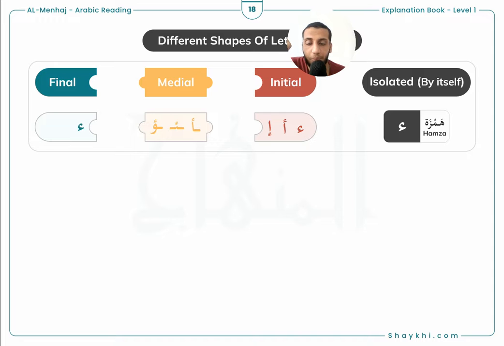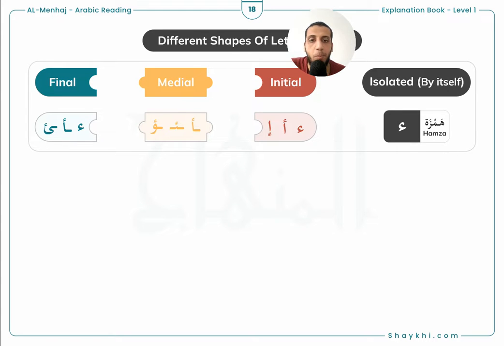What about the final form? For the final form, we can use the isolated form, we can use the Hamza above alif, and we can use this shape above the ya. So these are the different shapes of the letter Hamza in the initial, middle, and final forms. Are you ready to take examples? Okay, let's get into it.